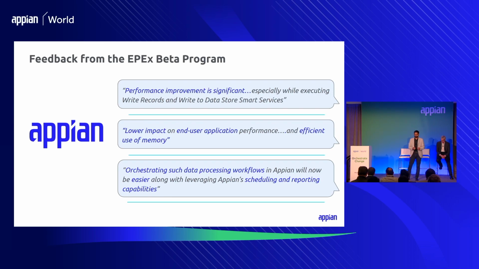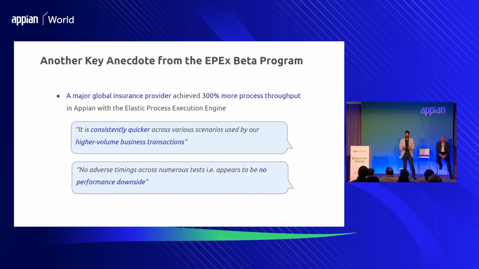So the customer here basically concluded that with autoscaling for process execution, we can now orchestrate data processing workflows easily in Appian. Now, it was not only one customer that gave this feedback. We had sentiments echoed by another customer, a major global insurance provider, who achieved 300% more throughput in their business processes with the Elastic Process Execution Engine. And they also highlighted the speed of execution while doing so.